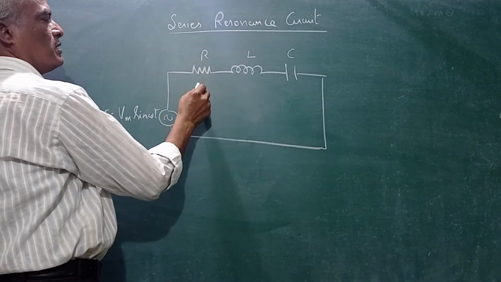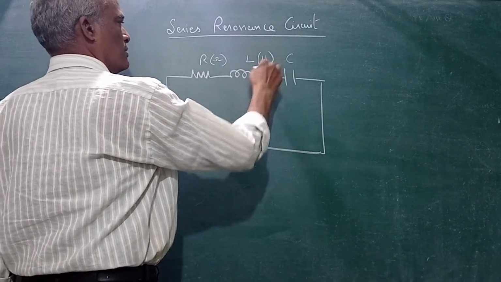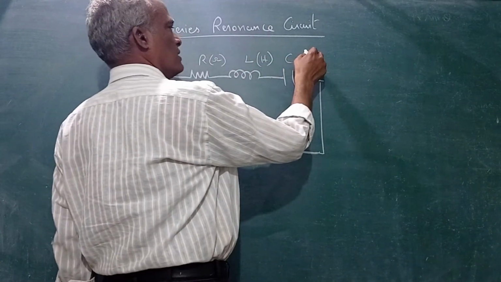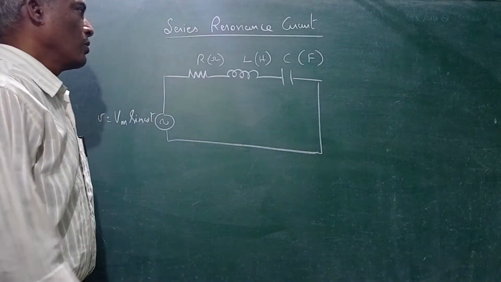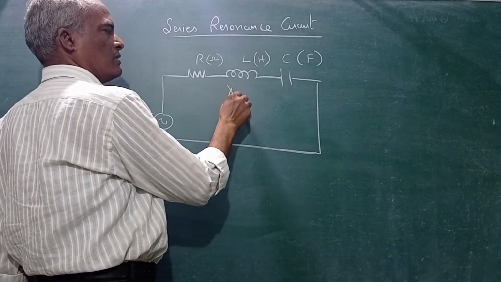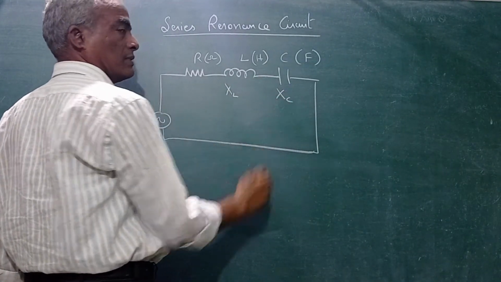The unit of R is ohms. Unit of L is henries. And unit of capacitance is farad. Now, inductive reactance is given by XL and capacitive reactance is given by XC.